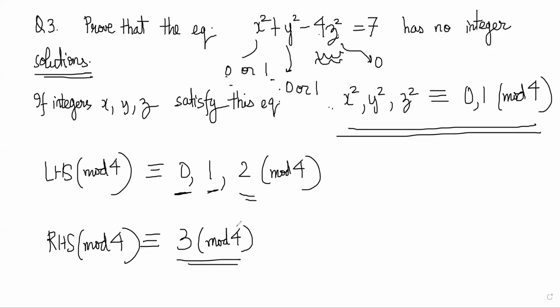Mostly in congruence method, we arrive at a proof by contradiction. We show that it is not possible to get a particular situation. Let's look at a more complicated question. This is question number 4.